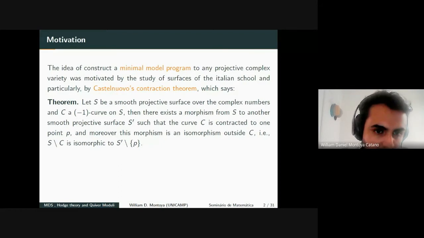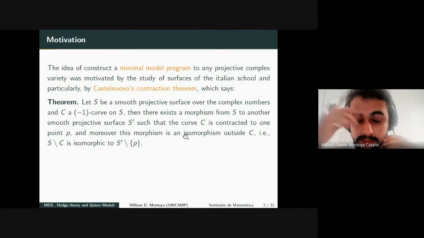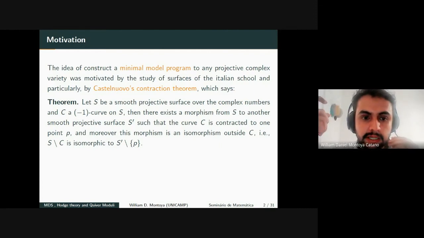So if you have a surface and a curve inside that surface, Castelnuovo found a way to always contract that curve to a point, to find another surface, S prime, in such a way that the curve goes to a point. It is a very classical object in algebraic geometry, these birational morphisms that are defined only on open subsets, with the Zariski topology. But he found a way to avoid these annoying curves.